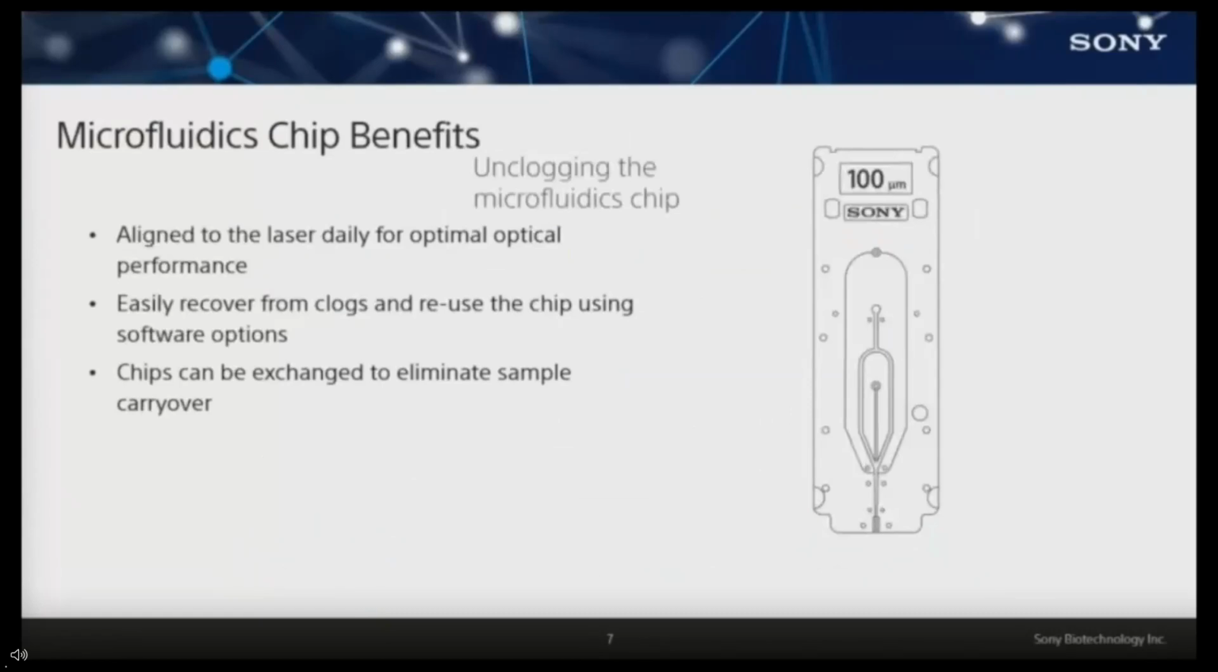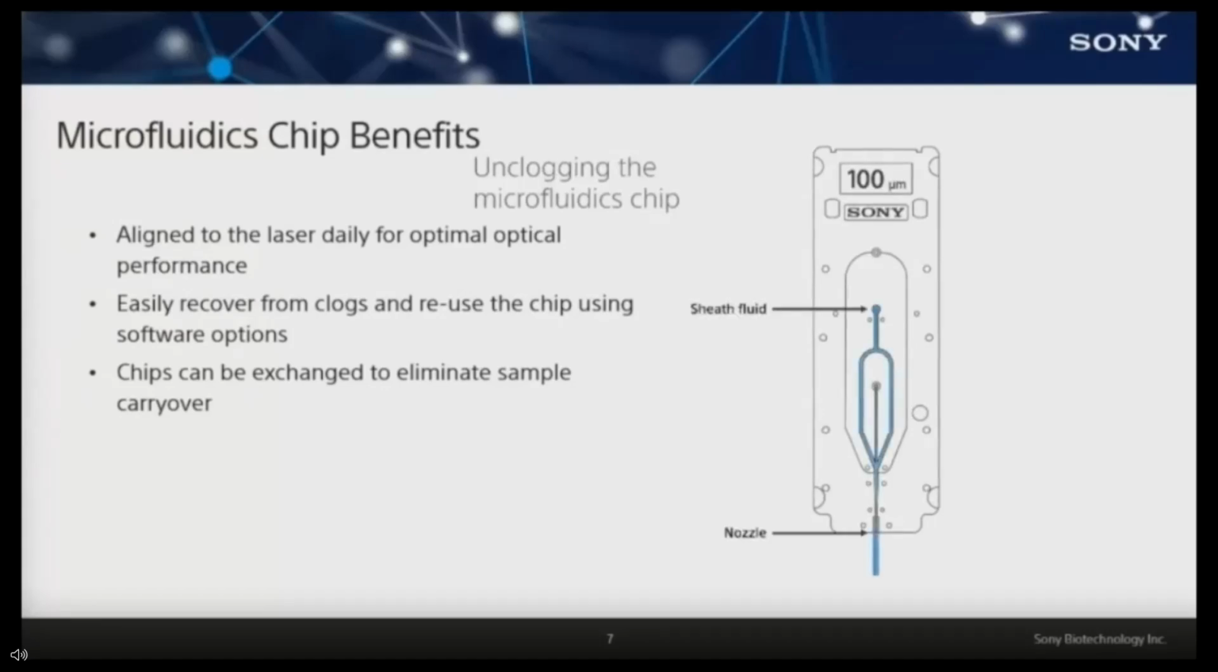A little bit more about microfluidics chips, the benefits. Again, it's aligned daily for optimal optical performance. This system can easily recover from clogs or air bubbles using software options. Chips can be exchanged to eliminate the concern for sample carryover.